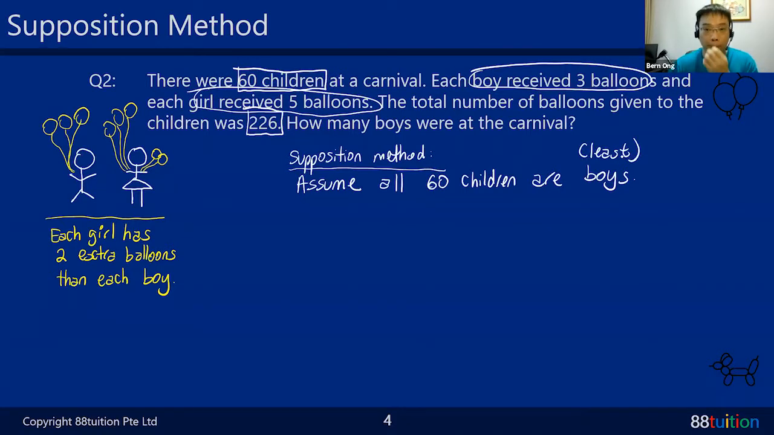Least means what? Compared to the girls, boys only got 3, right? Girls got 5, right? So boys got the least, right? So we always start off with the least. For me, I always like to start off with the least. So my steps are always very standard.